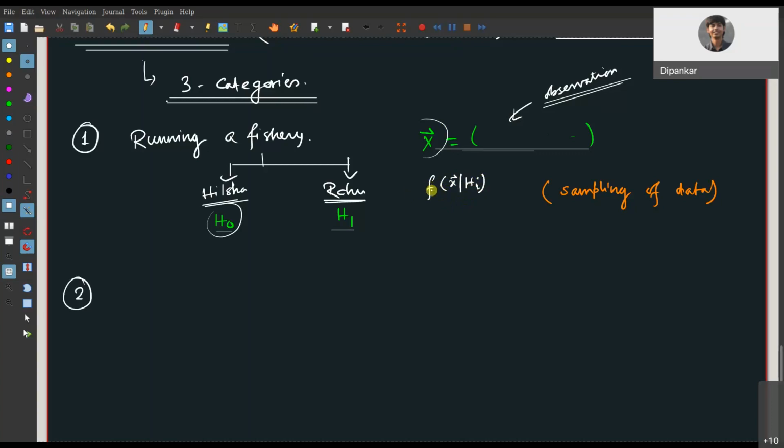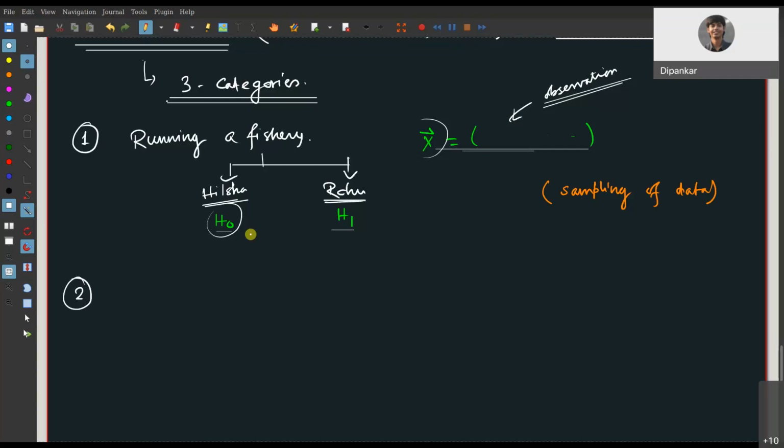Okay, but if you do not have a competing hypothesis, suppose you only have H0, it might occur that you have only one hypothesis, and you need to make a quantitative remark about how well your data is being described by the hypothesis.